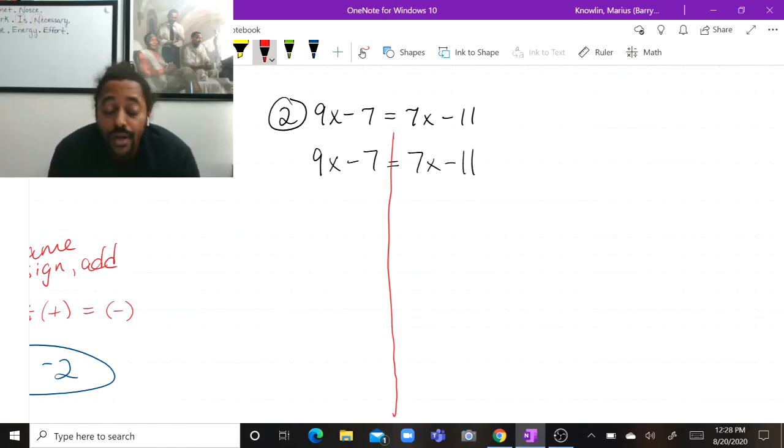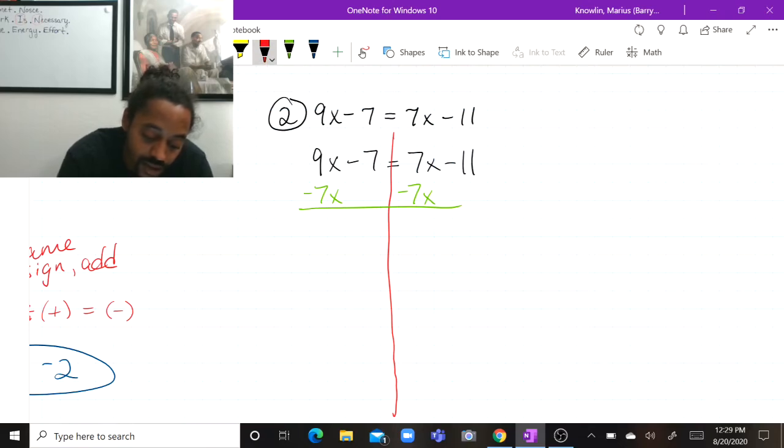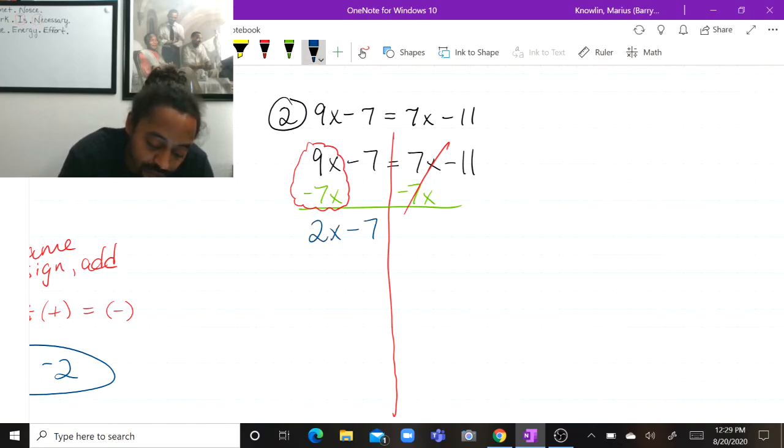And remember, a traditional rule is to always move the variable to the left hand side, no matter what. So the variable that I need to move to the left is the 7x, and since it's positive, in order to cancel it out, I need to make it negative or subtract. So minus 7x or negative 7x. These 7x's right here cancel out, and when I combine these two, that gives me a positive 2x. I bring down a negative 7, and I bring down the remaining negative 11 over there.